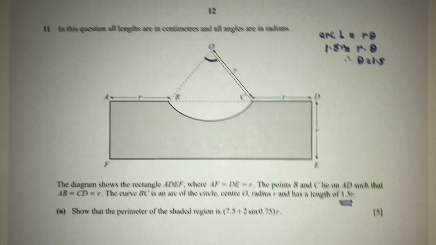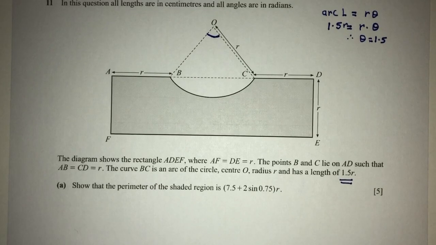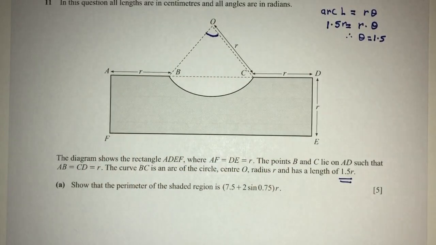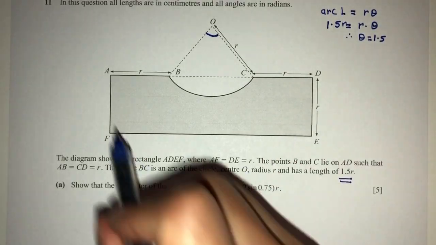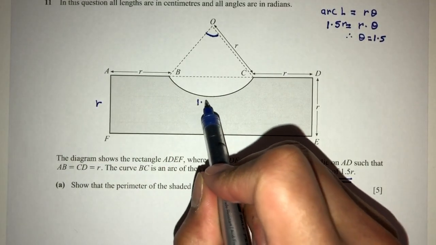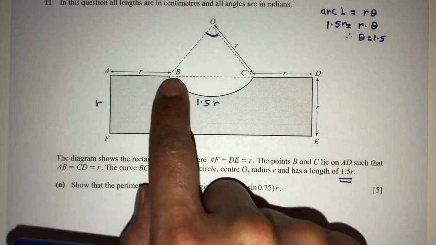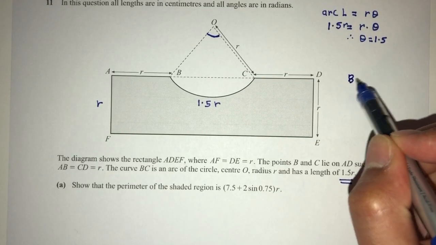Now part 1, we have to show that the perimeter of the region is given by this. So we have to find that one by one. Again, what is perimeter? It is the distance around that region. It is this plus this plus this plus this. So let's find out. Here we have R, this will be R as well. We know this is 1.5 R, so we have to find this length. To find this length, we have to find the length of BC. So my goal here is to find the length of BC.